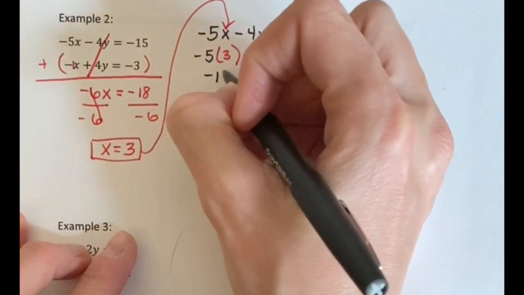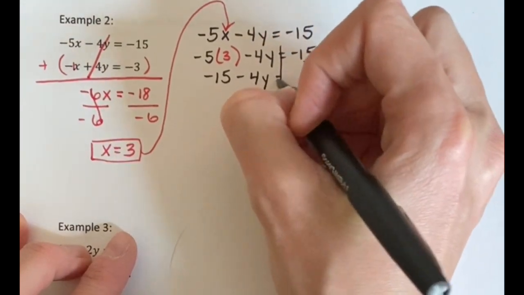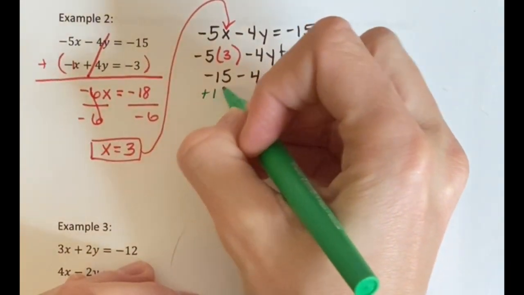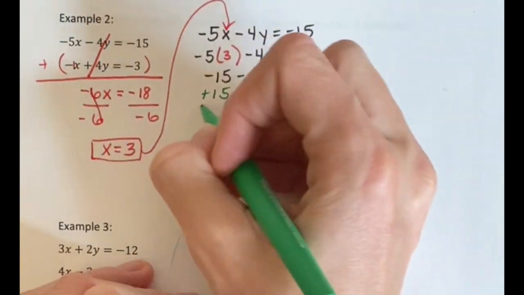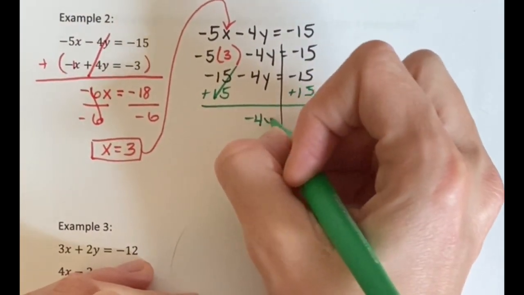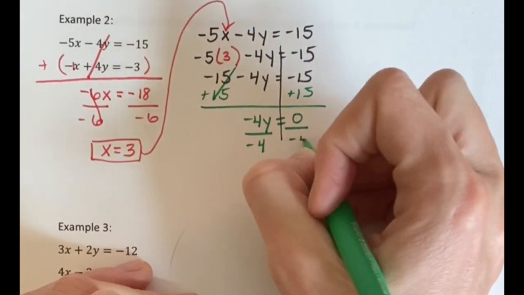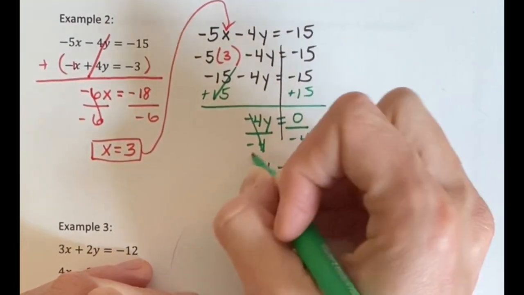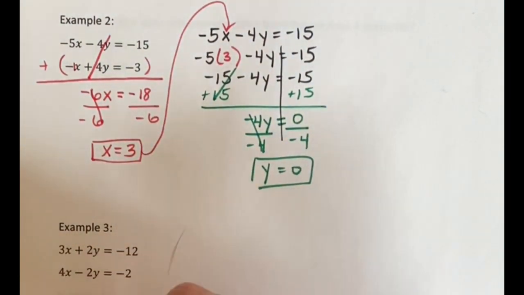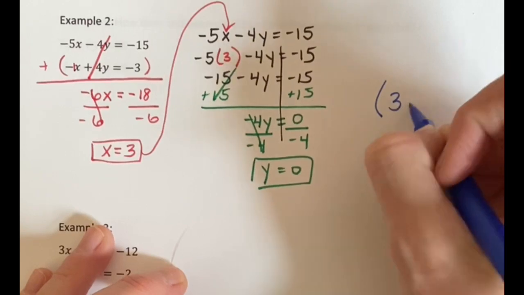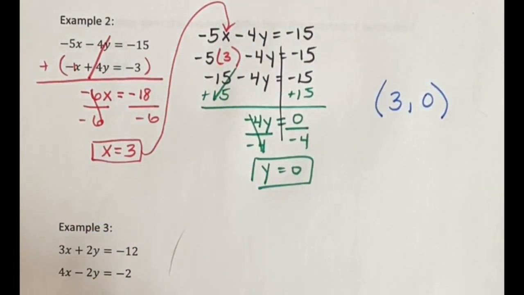So I get negative 15 minus 4y equals negative 15. Then I need to add 15 on both sides of my equation. So I get negative 4y equals 0. Divide both sides by negative 4, and I get y equals 0. Then we need to write our answer as an ordered pair. So my x is 3, and my y is 0.